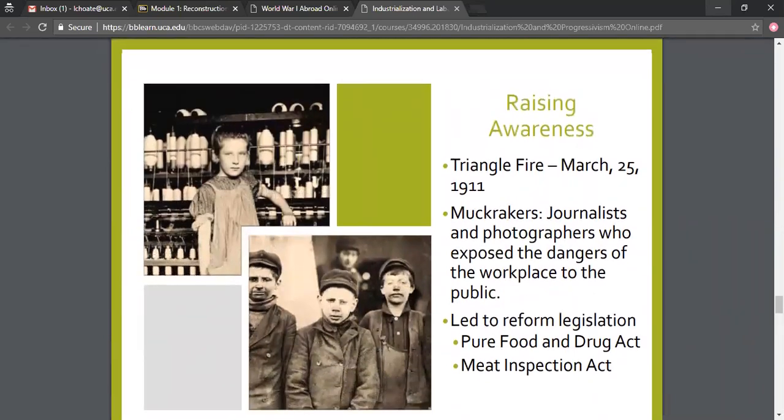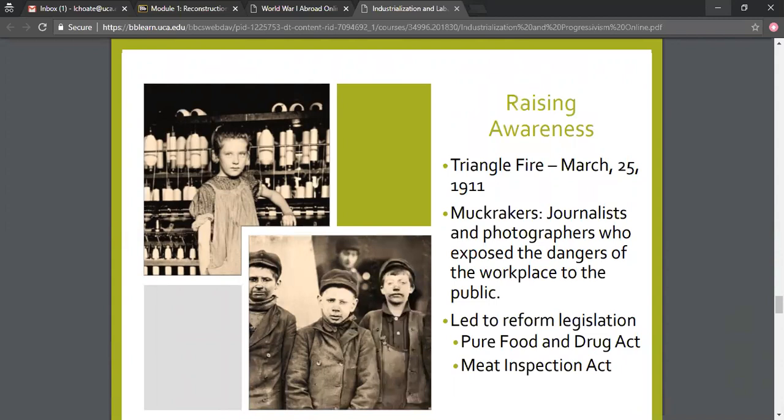women. There are a number of events during the Progressive Era, from 1900 to 1920, that served to raise awareness about how important it is for something to be done in these factory areas. One example is the Triangle Fire that happened on March 25th of 1911.